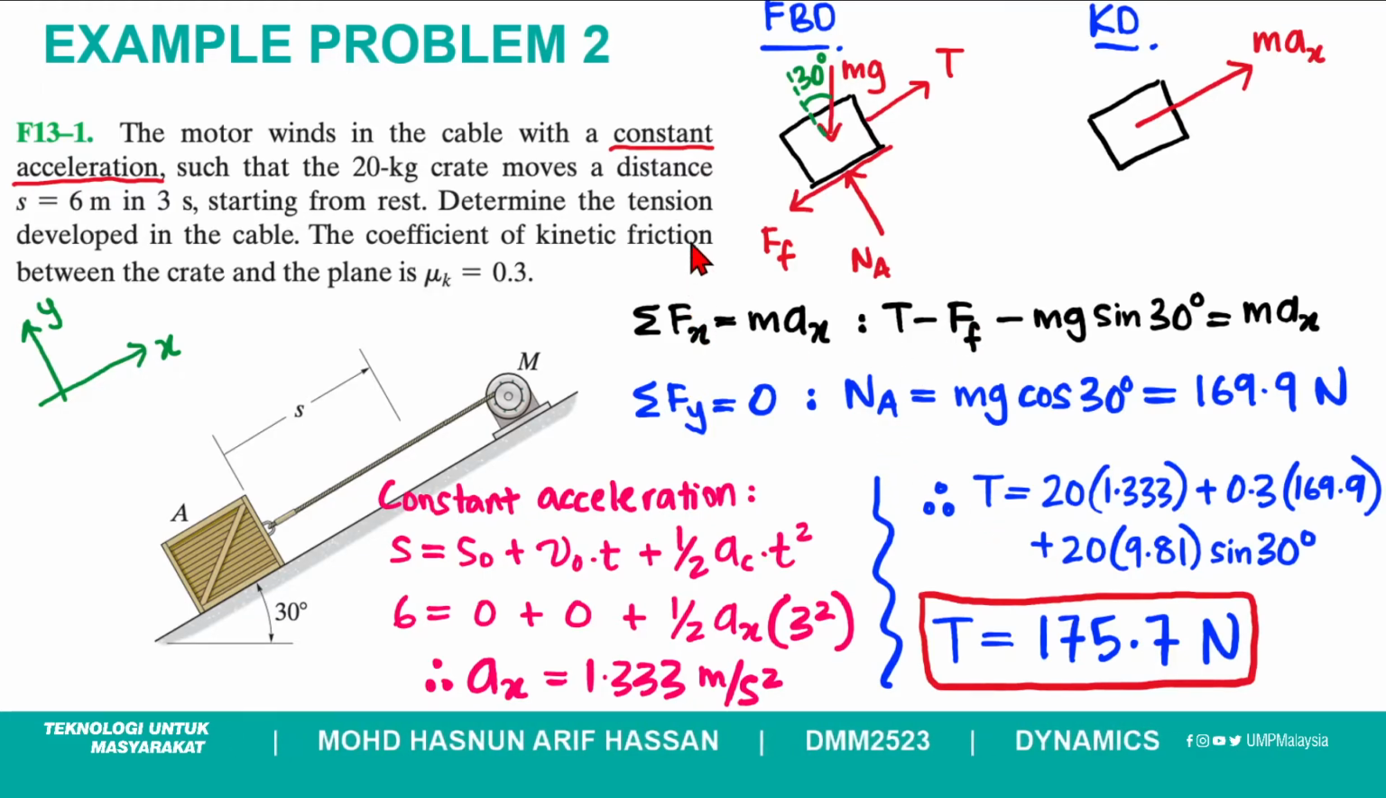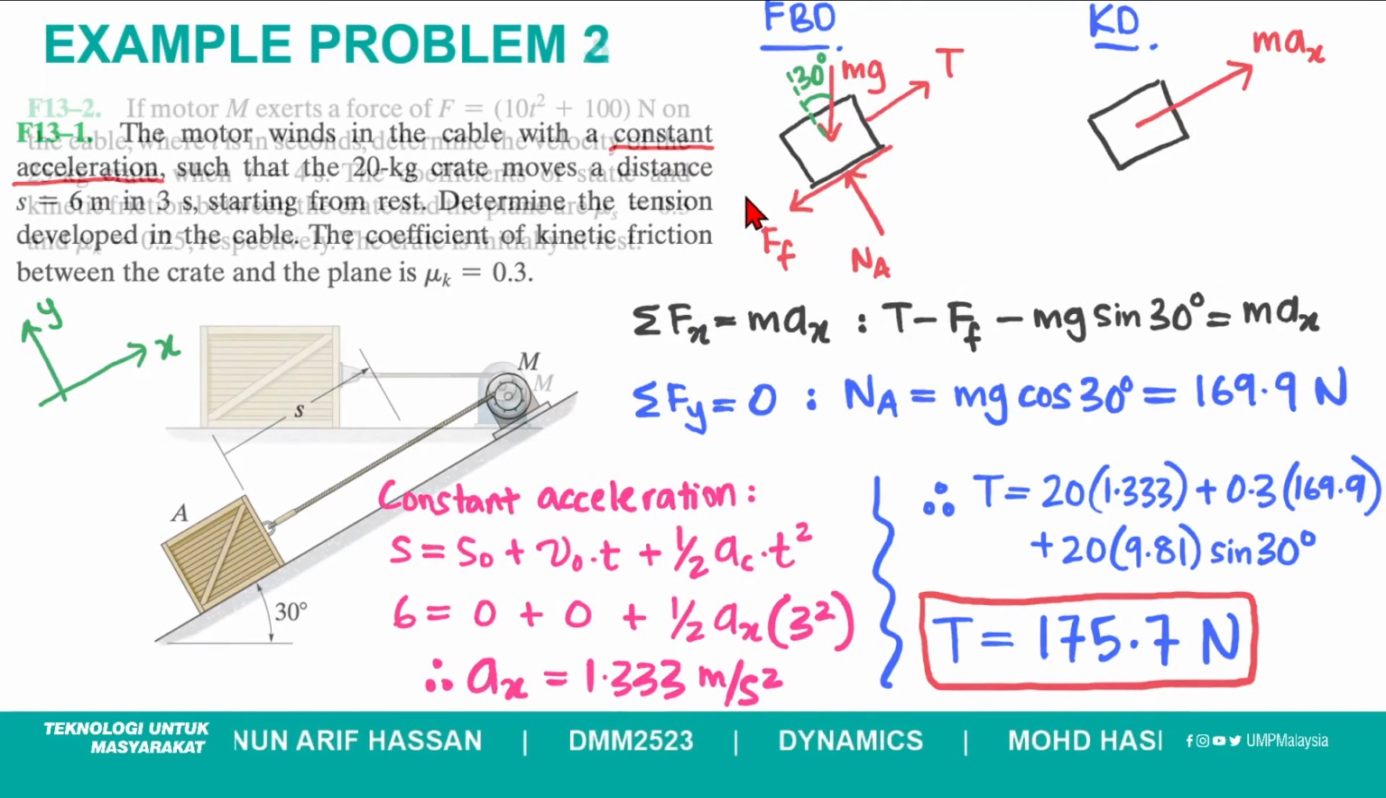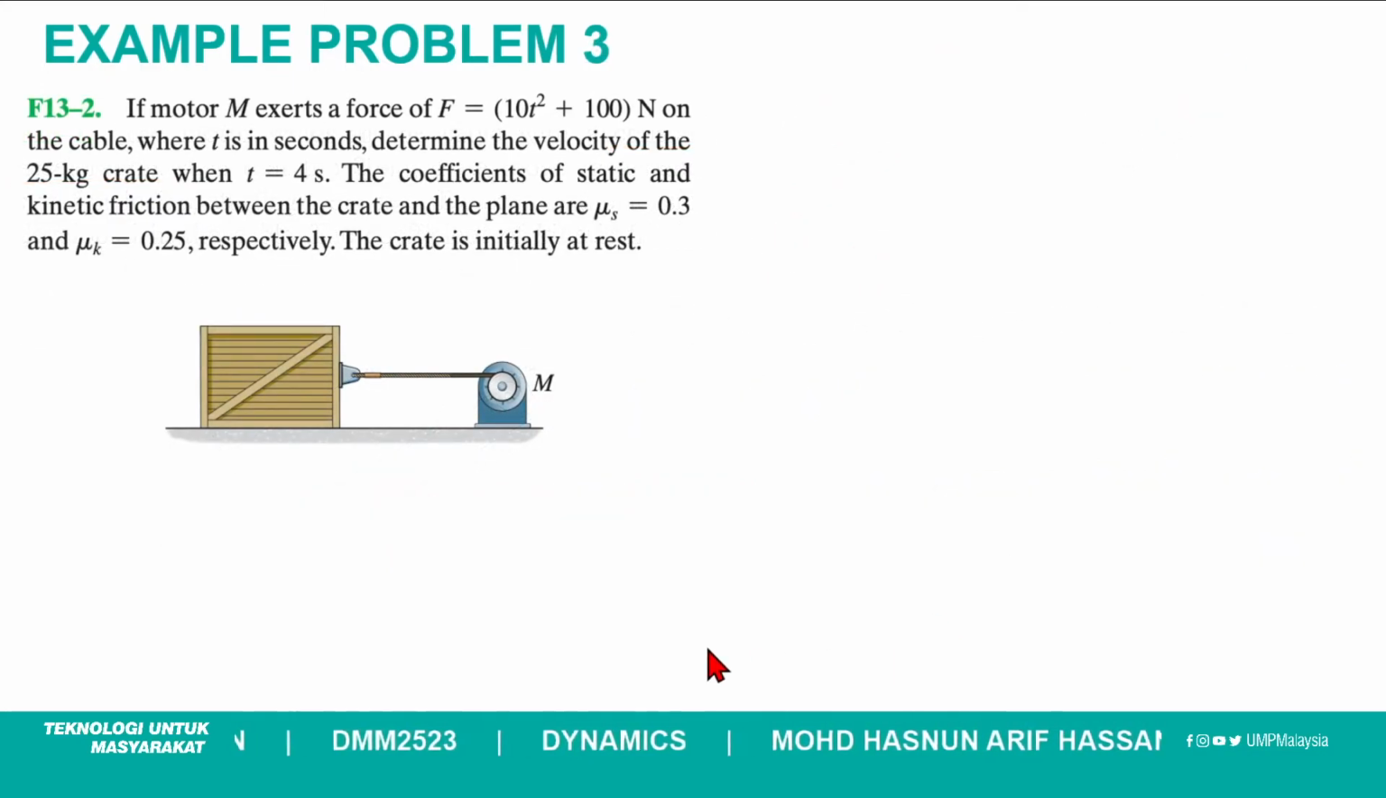Okay, let's look at one last problem before we proceed with the quiz. Example number 3. If motor M exerts a force of F equals to 10 t square plus 100, what is the difference between this problem and the previous problem? Apa perbezaan dia? Orientation. Okay, orientation betul, satu.